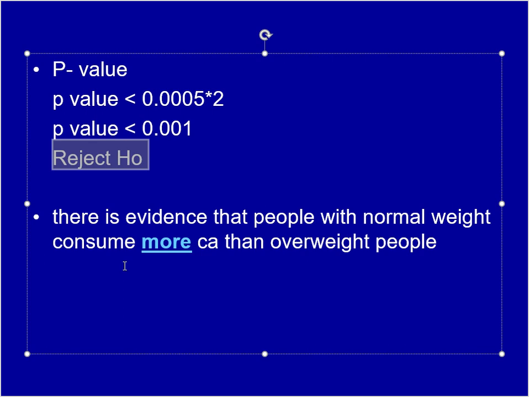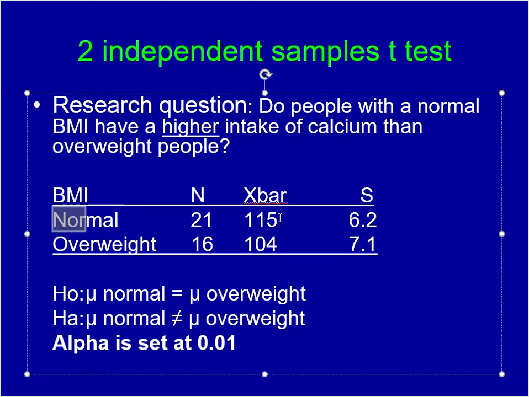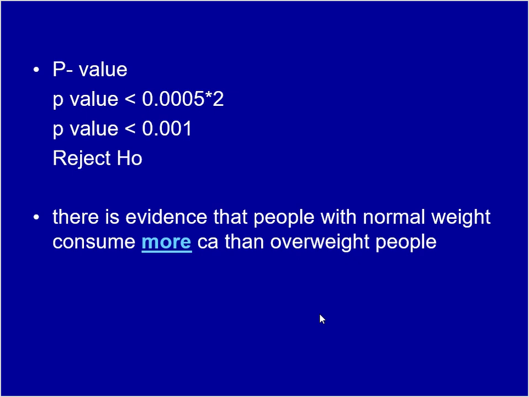One of the two groups has a larger intake of calcium, and it's easy to figure that out by going to the data. You can see that normal weight individuals consume more calcium than overweight individuals, and therefore I'm going to declare that the difference observed between these two groups is statistically significant. Again, if I failed to reject, I would have said that the difference observed is due to chance only. And like that, we have covered the lectures for the paired t-test and the independent t-test.